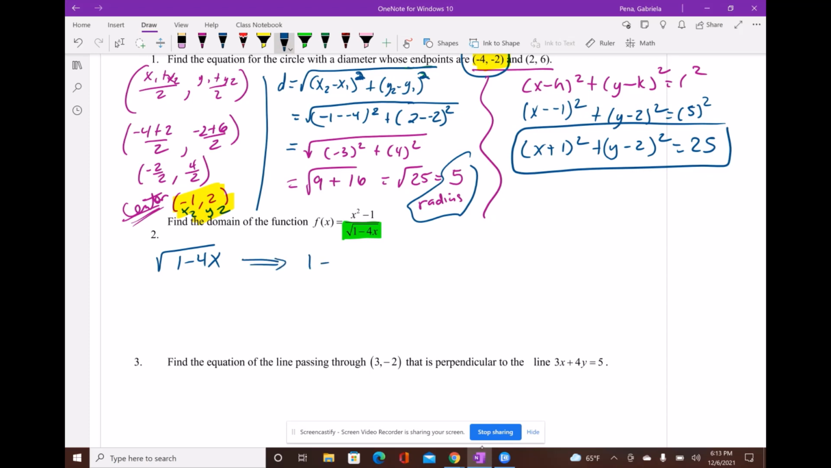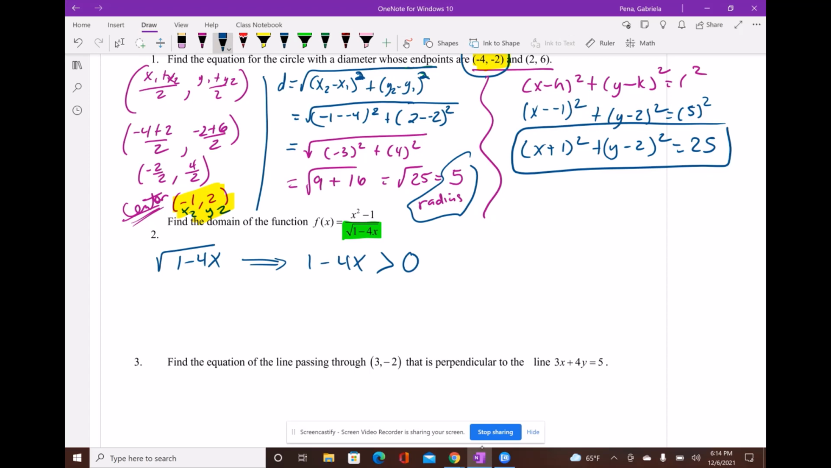Therefore, I have to take whatever's inside the square root, set it greater than or equal to 0. Oh, just kidding. It's just greater than, not greater than or equal. It has to be greater than 0 because you don't want it to be negative, and then cannot be equal because it's in the denominator. And there it is. So 1 minus 4x is greater than 0.